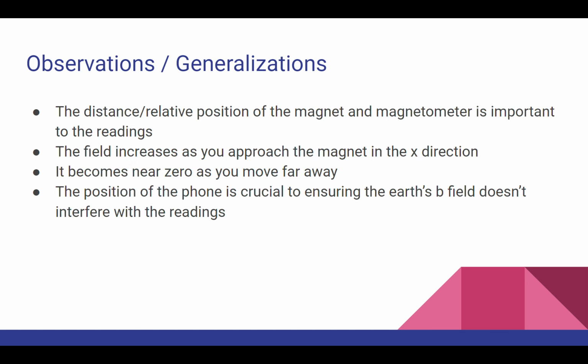You can make a couple of observations and generalizations from this. The main thing being that the distance and relative position of the magnet and magnetometer is important to the readings. The field increases as you approach the magnet in the x direction, and it becomes near zero as you move far away. As well as this, the position of the phone is crucial to ensuring the Earth's B field doesn't interfere with the readings, because if we're not in the correct axis, then it's going to interfere with our bar magnet's magnetic field. Because it has a big impact, it would make our readings kind of useless by adding a lot of noise to it.